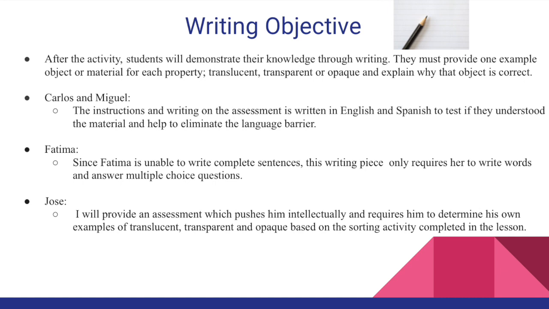In terms of my writing objective, after the activity, students will demonstrate their knowledge through writing. So for Carlos and Miguel, the instructions in the writing will be in English and Spanish to help eliminate that language barrier. For Fatima, since she's unable to write in complete sentences, this writing piece will only require her to write words and then answer multiple choice questions. And finally, for Jose, I will provide an assessment that pushes him intellectually and requires him to determine his own examples in order to keep him engaged.